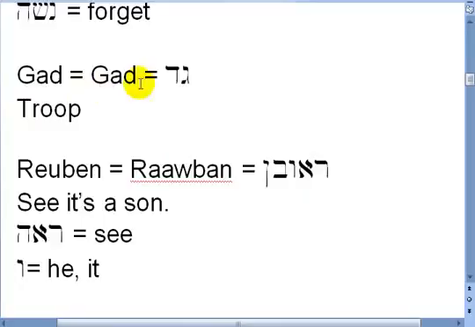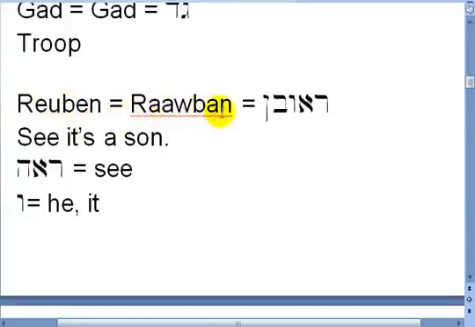Gad, God, troop. Reuben, Ra'aban, bun, see it's a son. Ra'ah, what you see at the beginning here, Ra'ah, is see, and then the wa, actually what this should be is bun. Alright, so give me 1 second here. Bun, which is son.